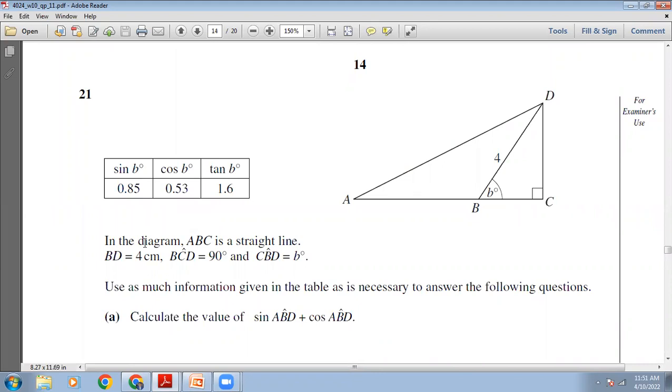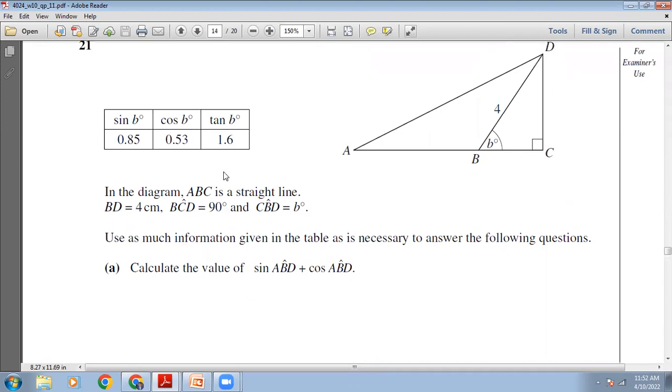The next question, he says the sine of B is 0.85, cos of the angle B is 0.53, and the tan of the angle B is 1.6. The sine, cos, tan of this angle is given. In the diagram, the ABC is a straight line. BD is 4. BCD, this angle, is 90. CBD is angle B. Use as much information given in the table as is necessary to answer the following questions.